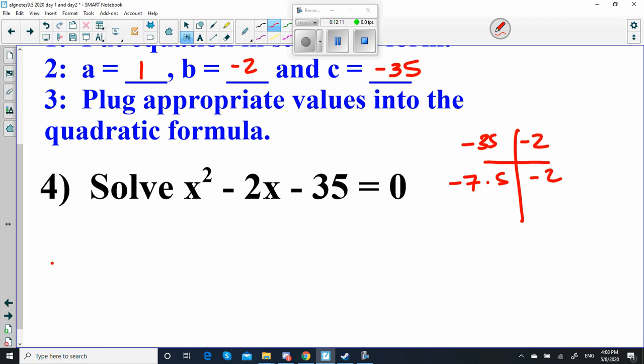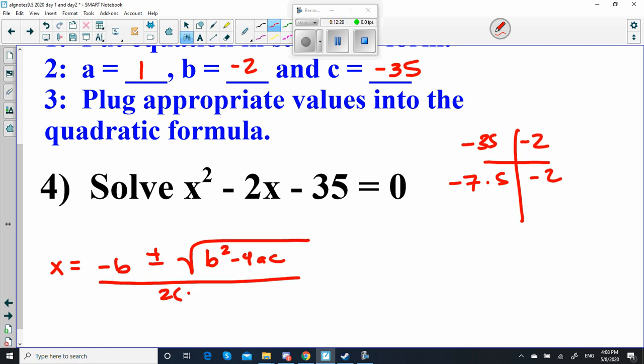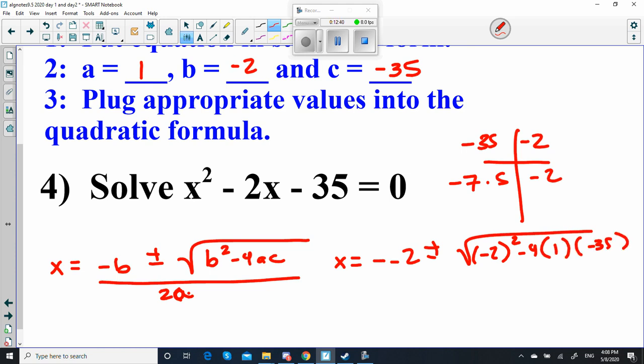Then we write our formula down: X equals negative B plus or minus the square root of B squared minus 4AC, all over 2A. Now let's plug. X equals negative B. Well, B is negative 2, so that's negative 2, plus or minus negative 2 squared minus 4 times 1 times negative 35, over 2 times 1. All I've done is take the ABC values and plug them into the formula where they appropriately go. The letters and the numbers match up, or at least they should.